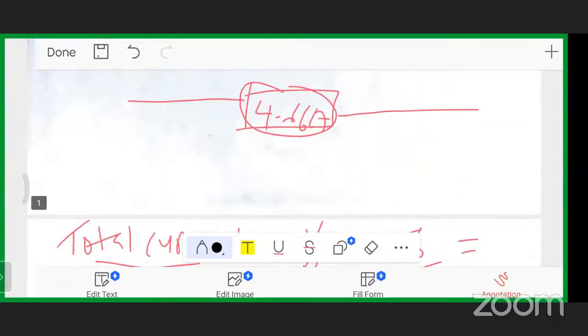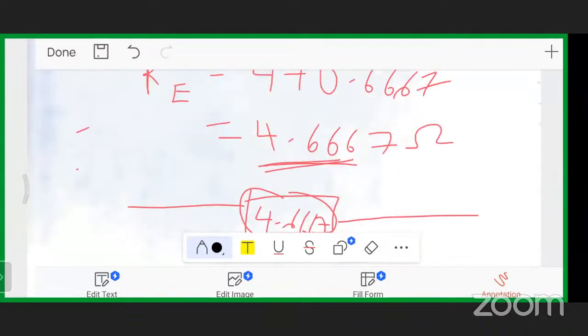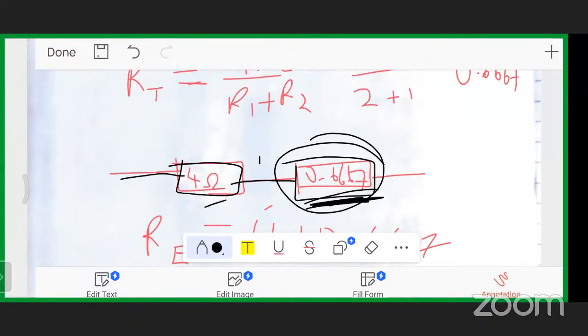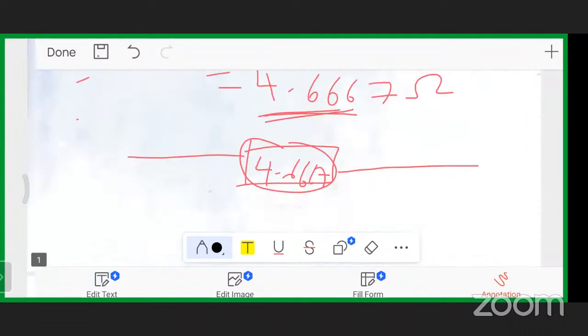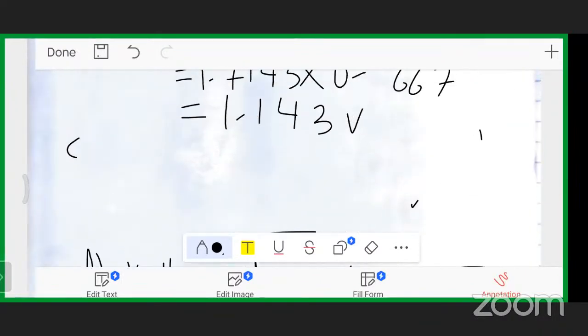Okay, what was the total? Did you get total current anywhere? We can check. Total current was 1.7143. Now multiply by the resistor here, which is 4, so times 4. And see if the value you get, added to the 1.143 you are getting right now, gives you around 8. Just check if it gives you something around 8, then we are correct. Yes, it gives. Very good. Then we are correct.